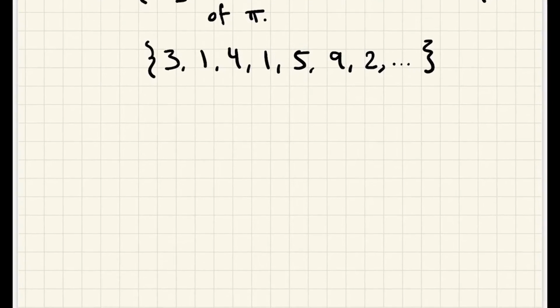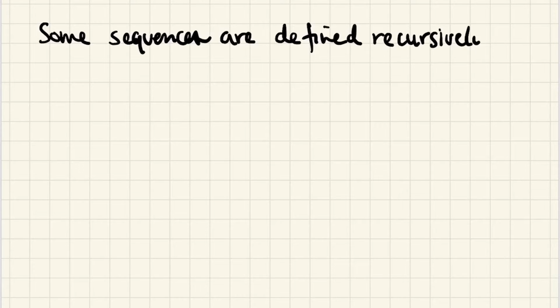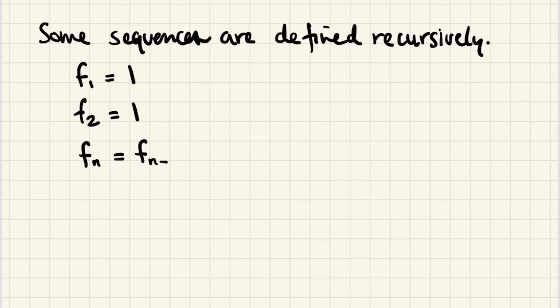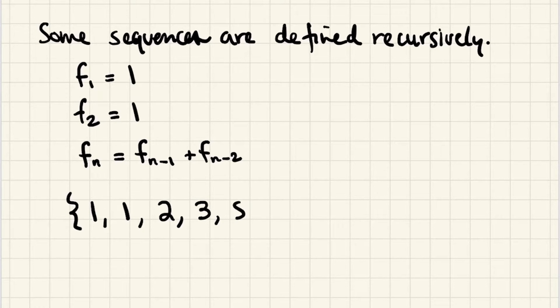Okay, other sequences are defined recursively. Probably the most well-known recursive sequence is the sequence f_n, where f1 is defined to be 1, and f2 is also defined to be 1, and then the nth term, f_n, is the sum of the previous two terms. So let's see its first few terms. The first terms are defined to be 1 and 1, and then after that, it's the sum of the previous two terms. So 1 plus 1 is 2, and then 1 plus 2 is 3. 2 plus 3 is 5, 3 plus 5 is 8, and then 13, and then 21, etc.